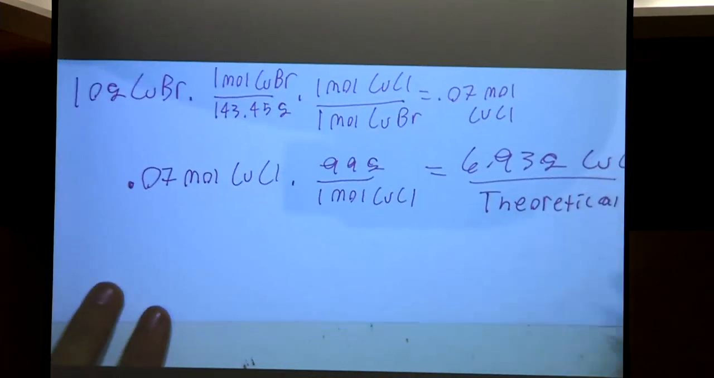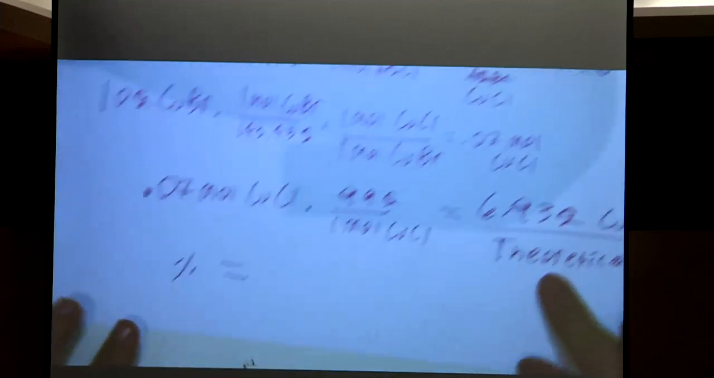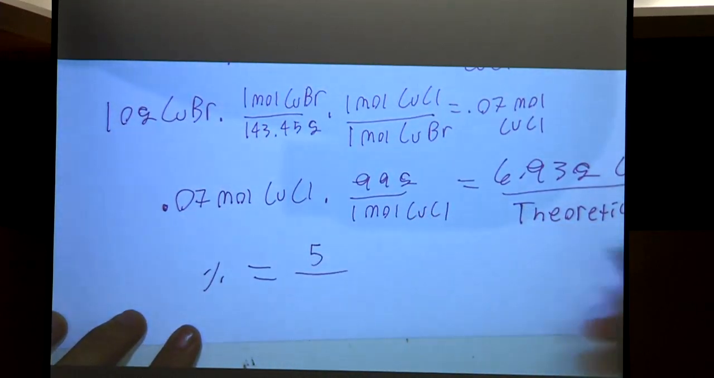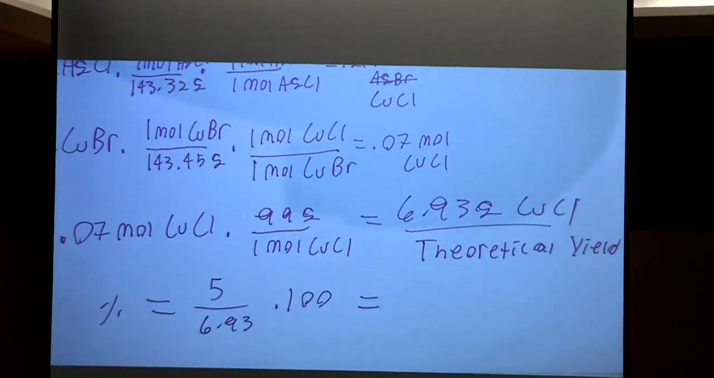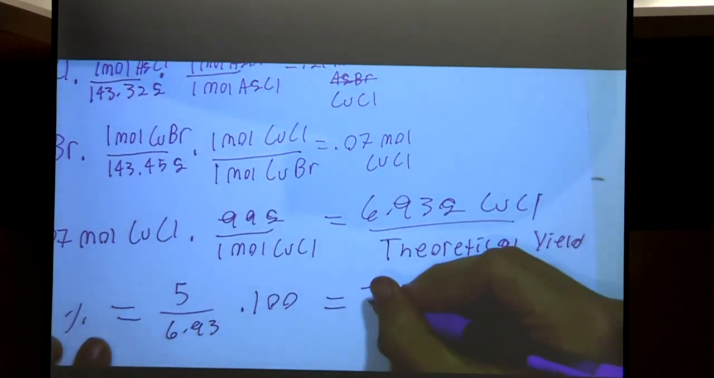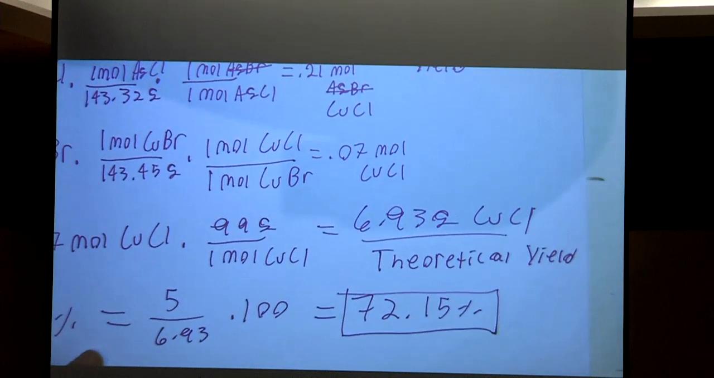And to find the percent yield, we're going to take the actual over the theoretical times 100. So 5 over 6.93 times 100, which is 72.15%. That's our percent yield. Yeah. I switched it from 8 to 5 because 8 would mean that we have more actual than theoretical, which doesn't happen.